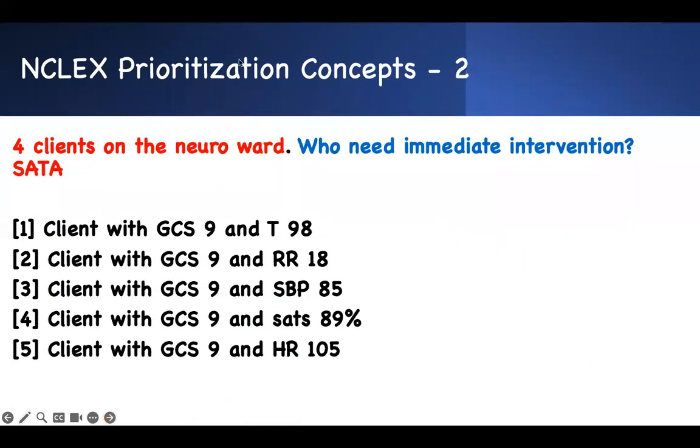Number 2. This is another NCLEX concept about GCS. All of them, four clients on the neuro ward who need immediate intervention.